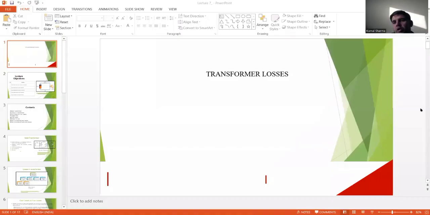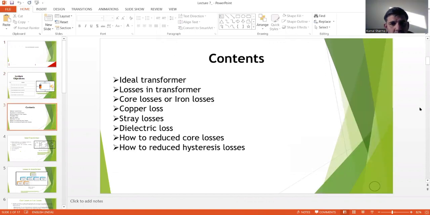We are coming with the transformer losses. Transformer losses is a very short topic. We will discuss the transformer losses. There are different types of losses we have, so we will discuss about the different losses.